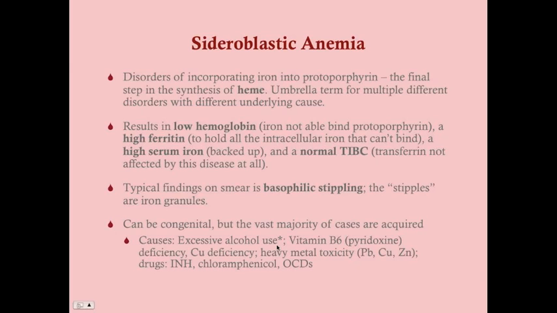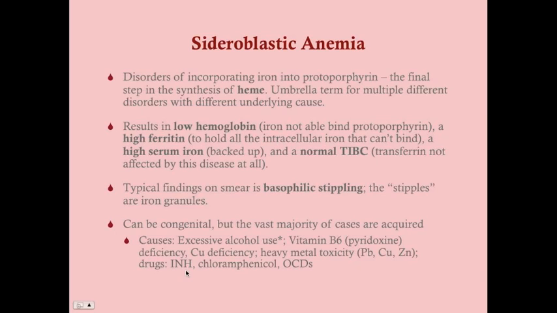Copper deficiency is another thing that can cause sideroblastic anemia. Heavy metal toxicity, and that's because it's going to interfere with iron being incorporated into heme. And then certain drugs can cause sideroblastic anemia. Isoniazid, which is an anti-tuberculosis drug, primarily because that interferes with vitamin B6. Chloramphenicol, which isn't prescribed as much anymore, and some of the oral contraceptive drugs. So this is a disorder of incorporating iron into protoporphyrin, which is the final step in the synthesis of heme.